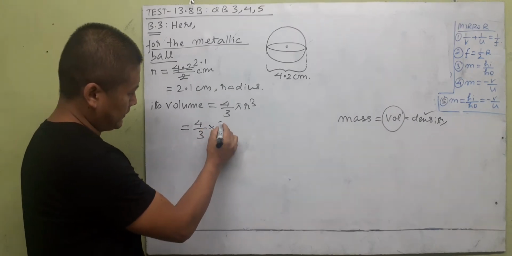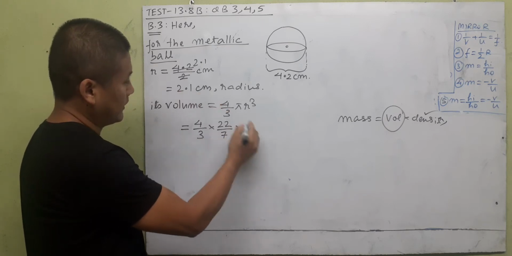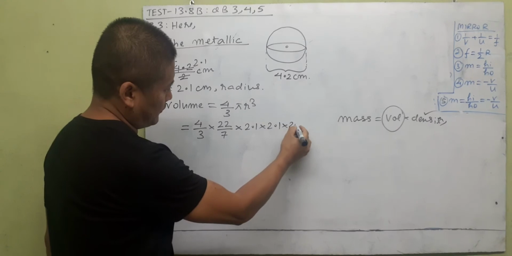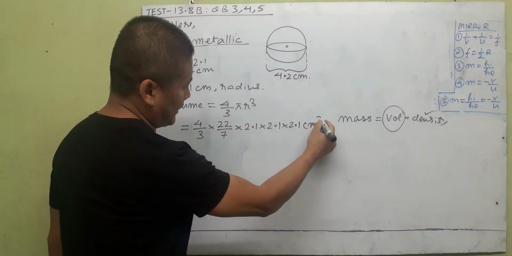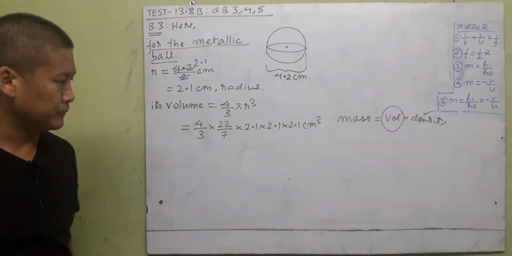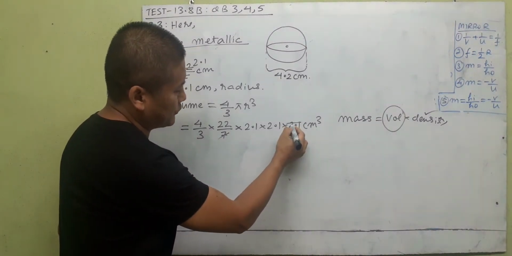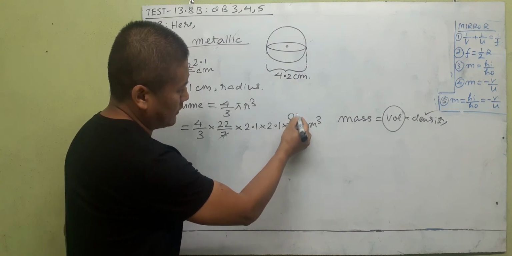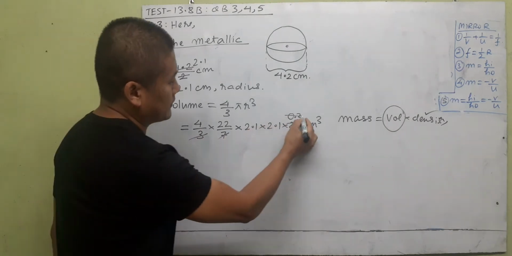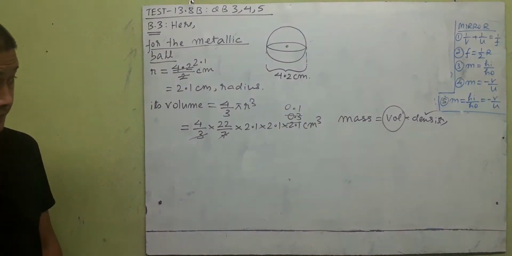4/3, and pi means we put 22/7, and r here is 2.1. 2.1 three times we write because it is r cube, as you can see here. So volume, centimeter cube, and 7 sevens are 7, 2 is smaller, so 0.7 3 are 21, and 3 zeros are 0.3 1 are 3, right?